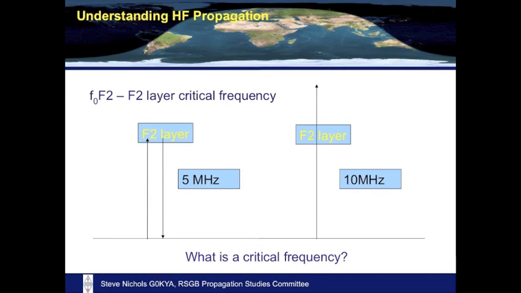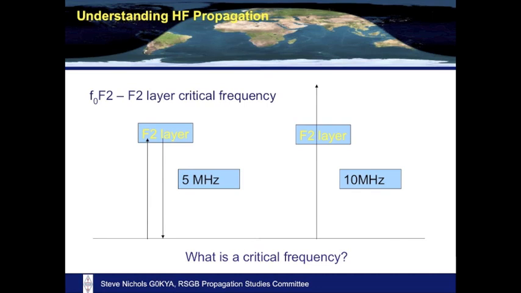So if we were to ask, well, what is the critical frequency here? Well, it's got to be somewhere between 5 megahertz and 10 megahertz. There has to be a point where the signal is not going to be returned back to Earth. And what we find is that at night and at positions in the lowest part of the sunspot cycle, at sunspot minimum, this critical frequency is a lot lower than it is during the day and at sunspot maximum.